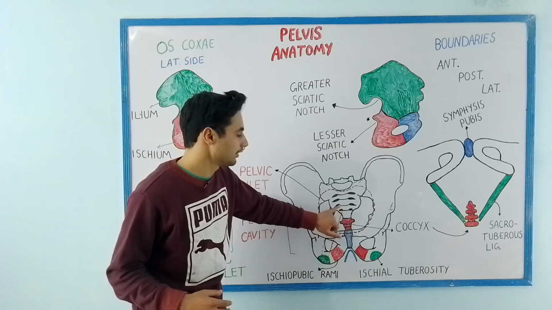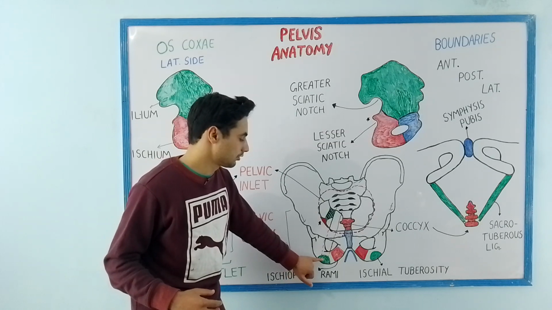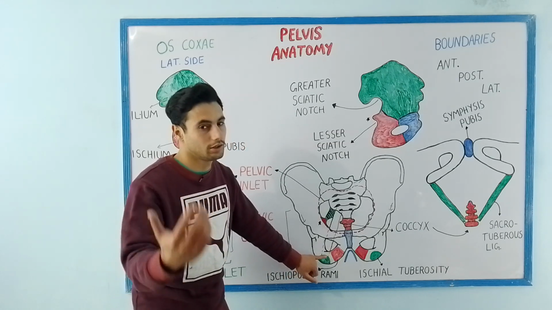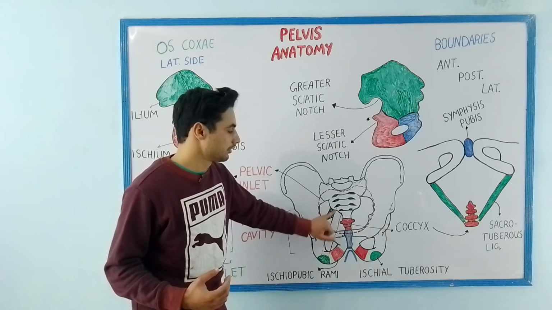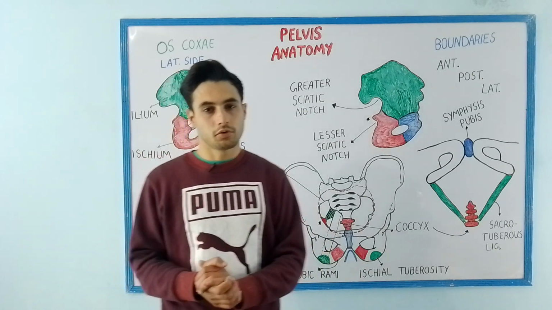Now, below it, we have the lesser sciatic foramen, which is formed by another ligament, the sacrotuberous ligament, because it is connecting the sacrum bone with this tuberosity, which is known as the ischial tuberosity. So the sacrotuberous ligament is forming the lesser sciatic foramen.